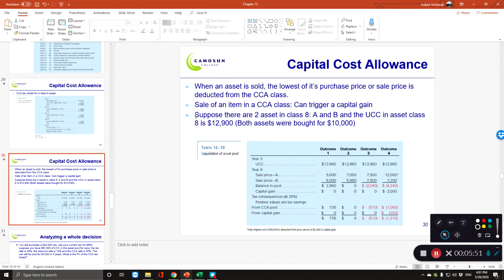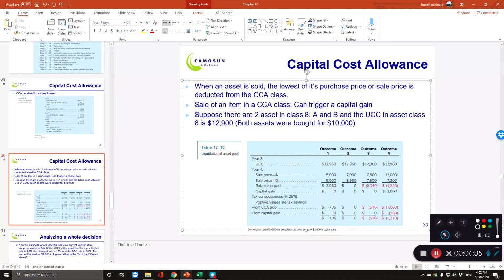Okay, in the real world, we often end up selling the assets. So in this case, what I'm doing is I suppose that I invested in both investment A and B. Okay, so I invested in both. My UCC class for asset pool 8, class 8, went up by 20,000. Okay, and then I've been depreciating it over the years, right? In year 3, I had 12,960 in undepreciated capital cost. Okay, and now in year 4, I decide to close the project. I decide to sell asset A and asset B.